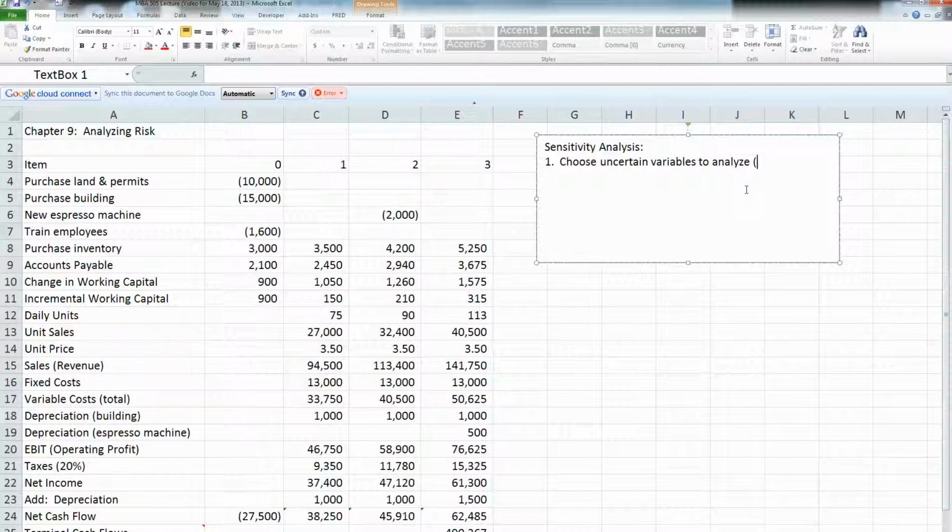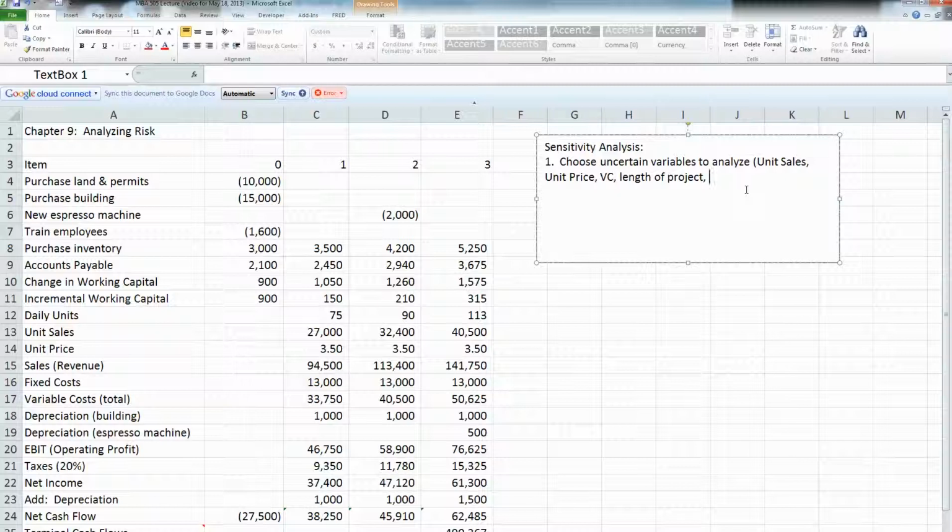So that could be things like the unit sales, the unit price, the variable costs per unit. It could even be the length of the project. So I expect this project to last 3 years and then I'm going to sell it, but maybe I'll hold it for 6 years before I sell it, or maybe it will end at year 2. I'm not going to adjust that one for this demonstration, but you could program your spreadsheet so that the length of the project could adjust.